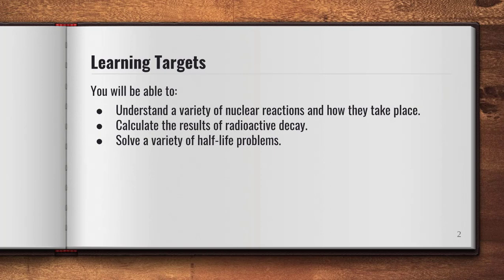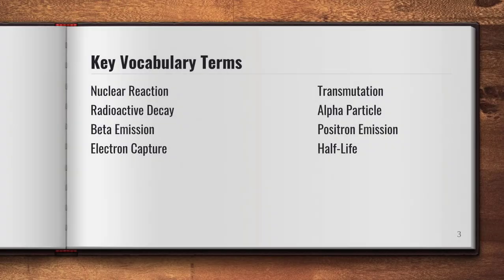Hopefully you'll get to our learning targets today, which are: you will be able to understand a variety of nuclear reactions and how they take place, calculate the results of nuclear decay, and solve a variety of half-life problems. Some new vocabulary terms here for you: nuclear reaction, transmutation, radioactive decay, alpha particle, beta emission, positron emission, electron capture, and half-life.